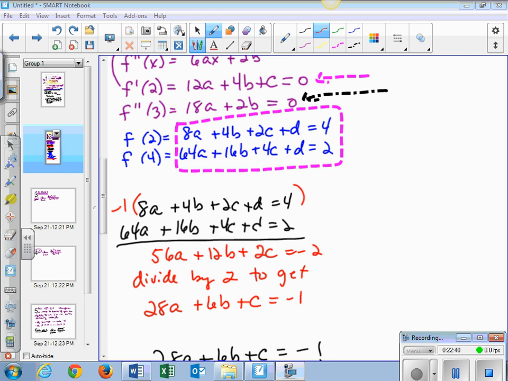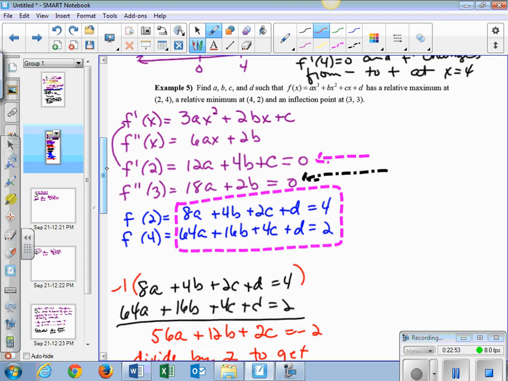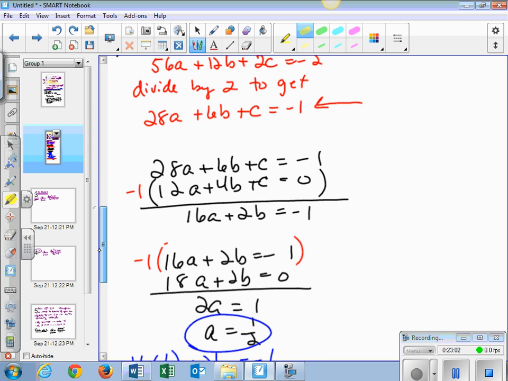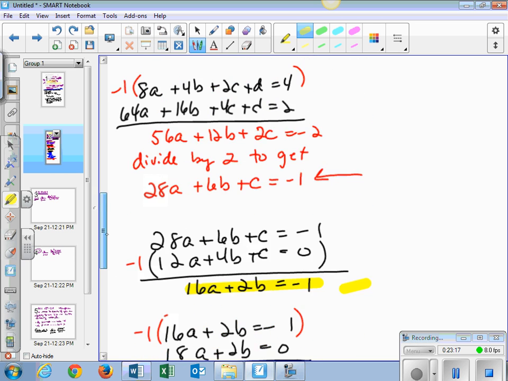Okay, just making sure that everybody got the right answer. Like I said, I put the two pink dotted equations together. I multiplied that top equation by -1, and then I got right here 28a plus 6b plus c equal to -1. I paired that up here with this equation right there, 12a plus 4b plus c equal to 0. And I multiplied one of the equations by -1 to get this equation right here, which was 6a plus 2b equal to -1. And I paired that with the equation that had an a and a b up there originally, right here, 18a plus 2b equal to 0.